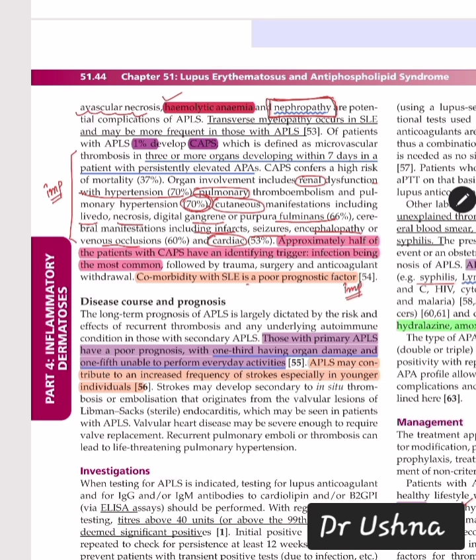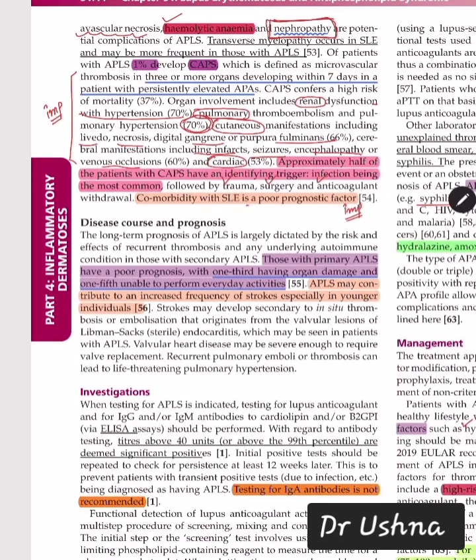CAPS can be triggered by infection or any other identifiable trigger like trauma, surgery, anticoagulant withdrawal, but infection is the most common one. And if the patient has SLE and APLA, it's a poor prognostic factor. If we talk about the prognosis of the antiphospholipid syndrome, it has poor prognosis. One third have organ damage, one fifth are unable to perform everyday activity. And there is increased risk of stroke in younger individuals if the patient is a known case of APLS.